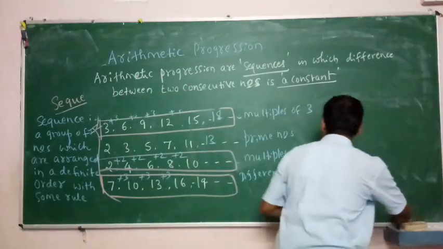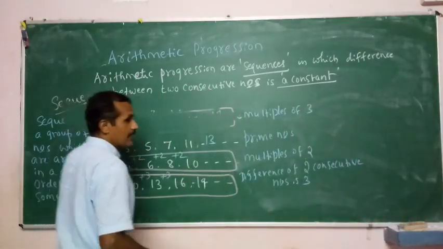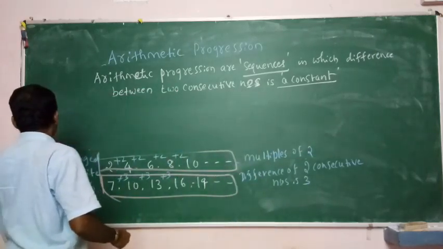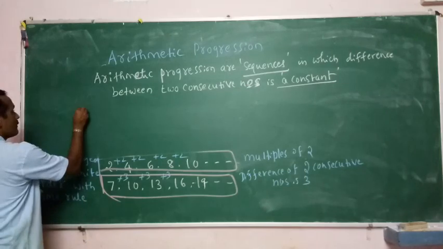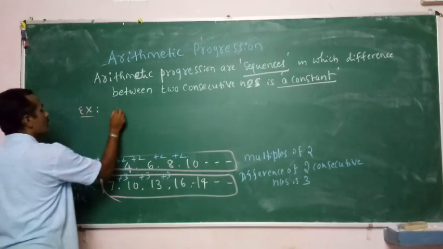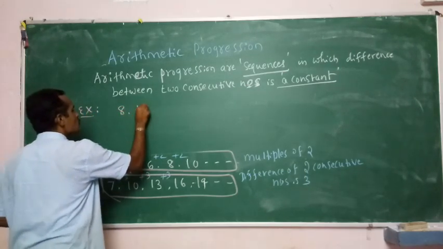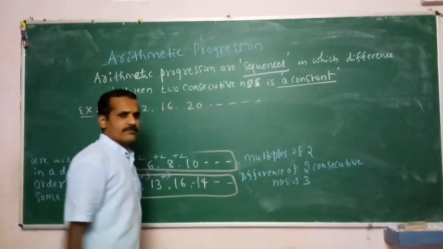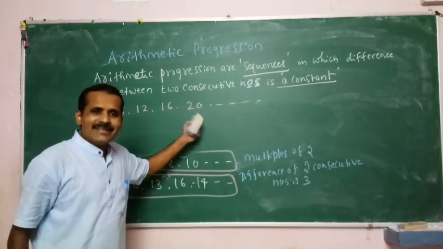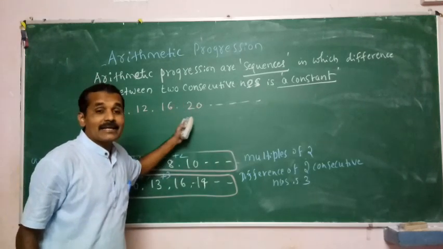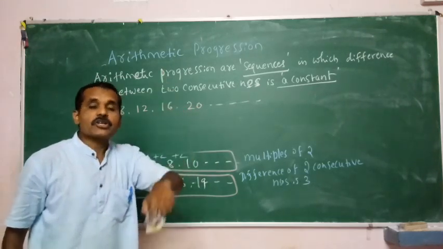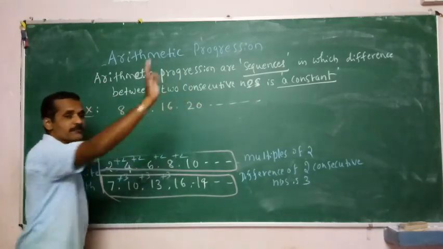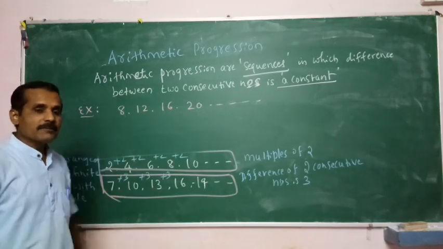For example, let me write some of the examples. Let me take the example 8, 12, 16, 20, dash. Basically it's a sequence, but I can categorize this as an arithmetic progression because the difference is 4. Everywhere the difference is 4. I can call it an arithmetic progression.